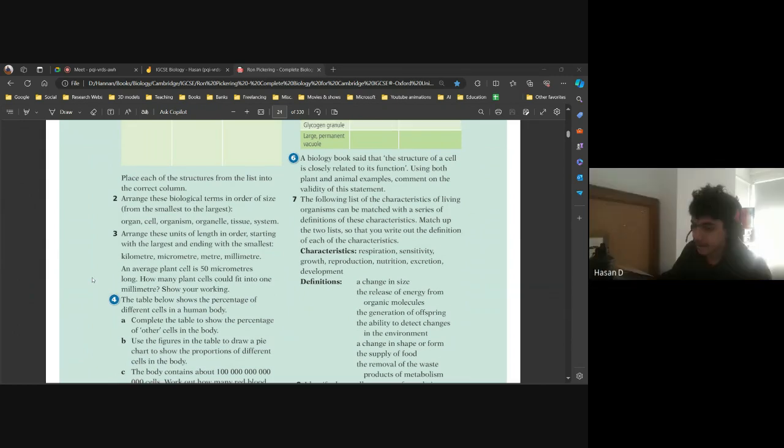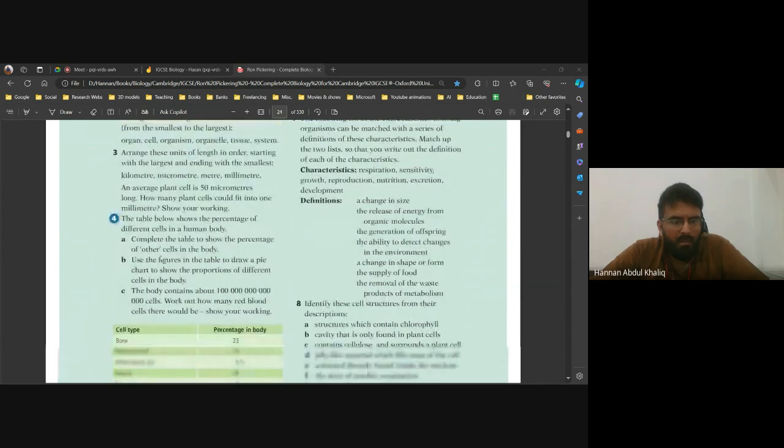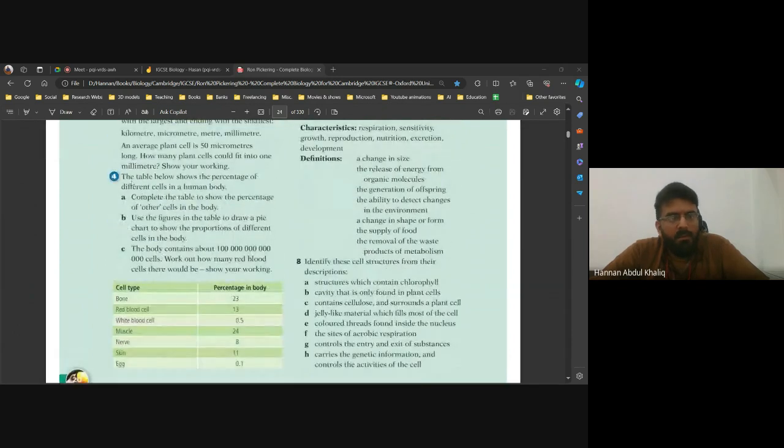Done? Yeah. All right. Let's see. Every cell fitting into 1 millimeter. Okay. The table shows the percentage of different cells in a human body. Complete the table to show the percentage of other cells in the body. Use the figures in the table to draw a pie chart. That is the practice for later.